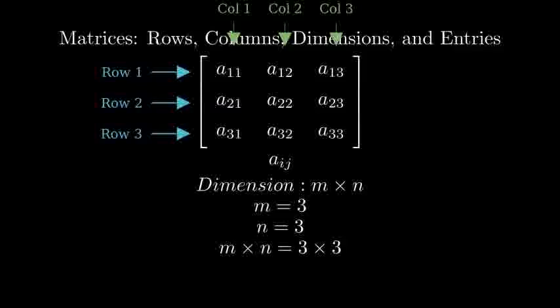As a final note, notice the numbers on the main diagonal have the same row and column numbers. Row 1, column 1, row 2, column 2, row 3, column 3. This is called the main diagonal of the matrix.